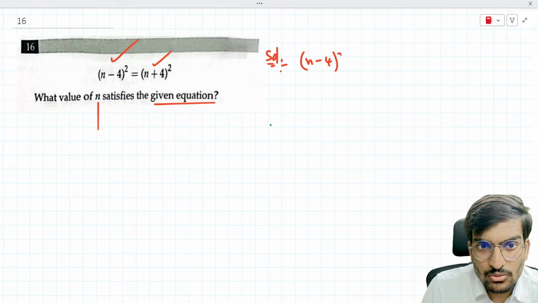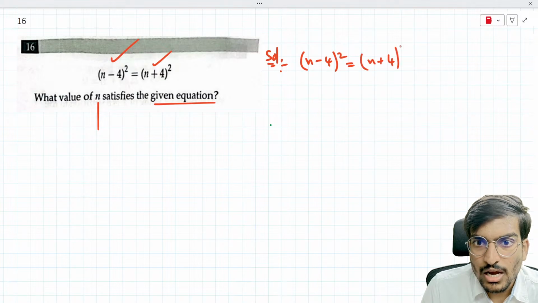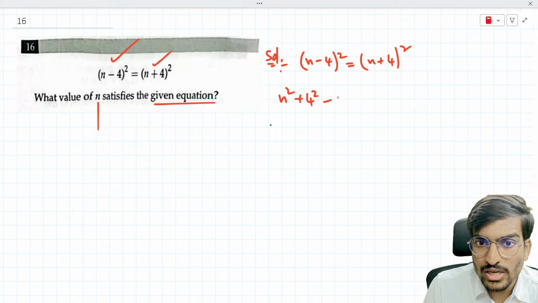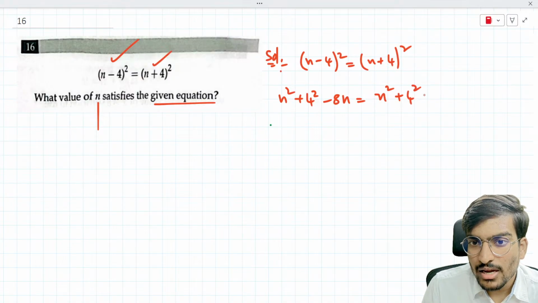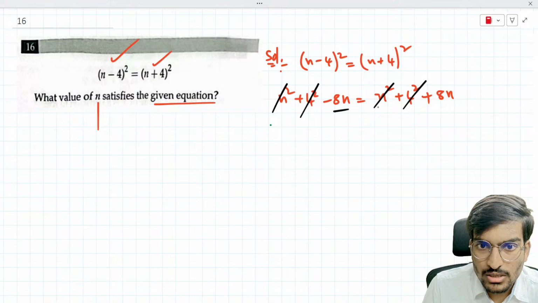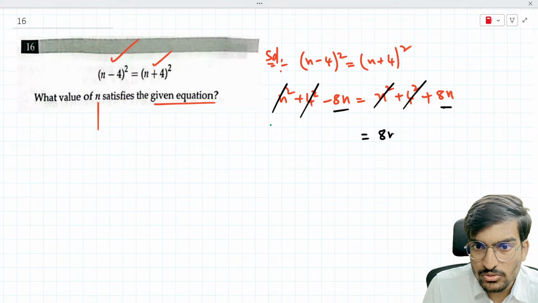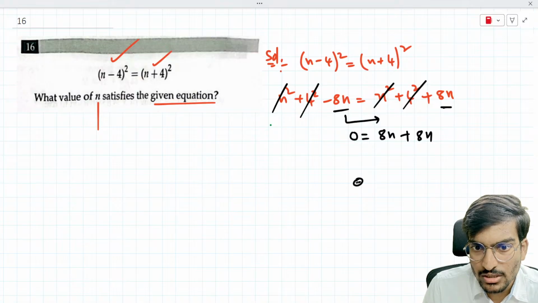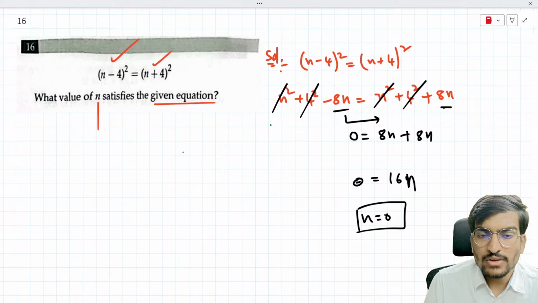The actual way we need to solve this is to apply (a minus b) whole square: n square plus 4 square minus 2ab, so negative 8n, that equals n square plus 4 square and positive 8n. So what all can we cross out? N square out, 4 square out. Negative 8n, if you transpose it, becomes positive 8n, that equals 16n. So the n value equals 0. Even if you solve, you get 0.